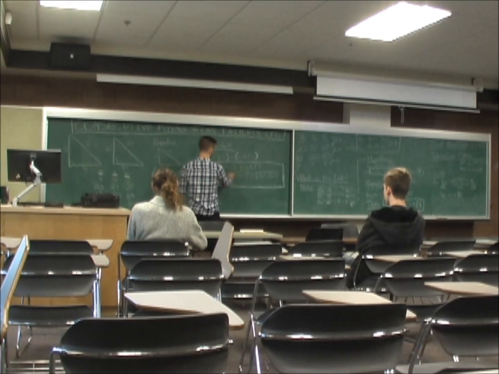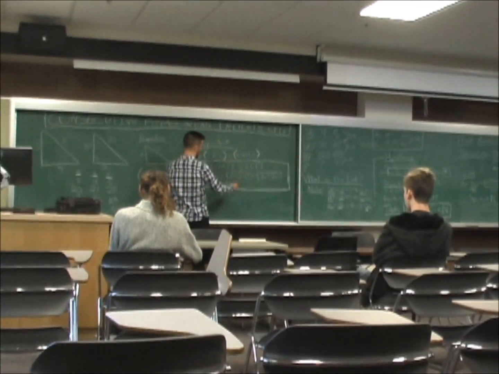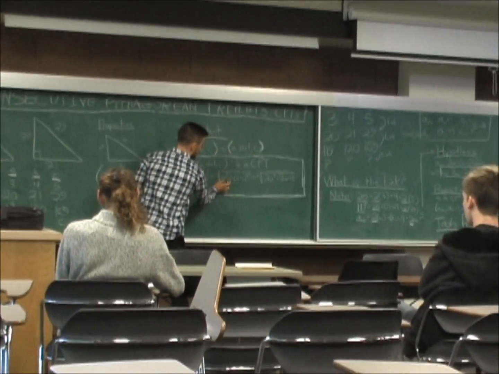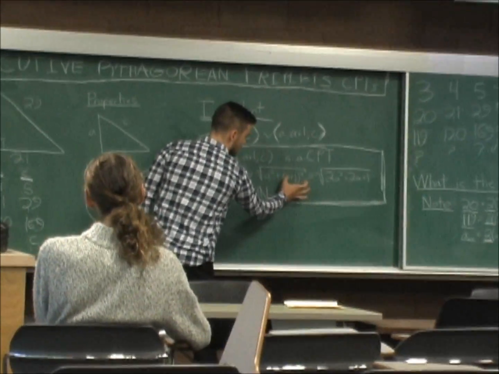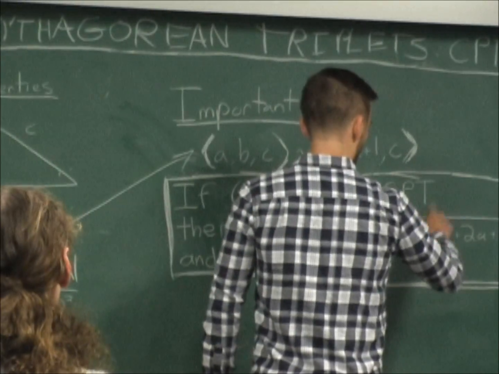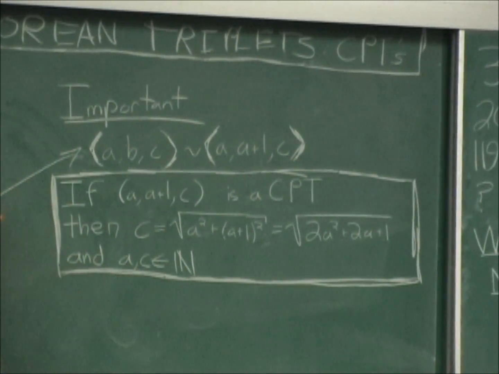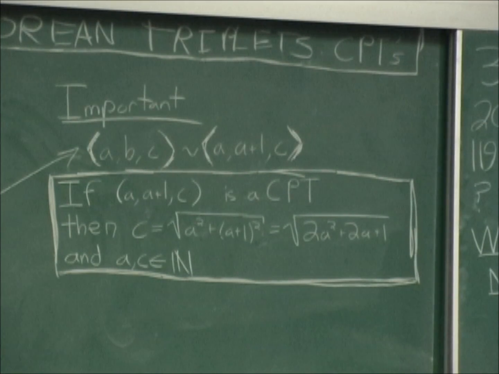Then c equals the square root, right, because you have a squared plus b squared equals c squared. You take the square root of the other side. c equals the square root of a squared plus b squared, but b is a plus 1. So you have the square root of a squared plus (a plus 1) squared, which equals the square root of 2a squared plus 2a plus 1. So it's important you get that definition, and that you see that this is a consecutive Pythagorean triplet. This is the definition.